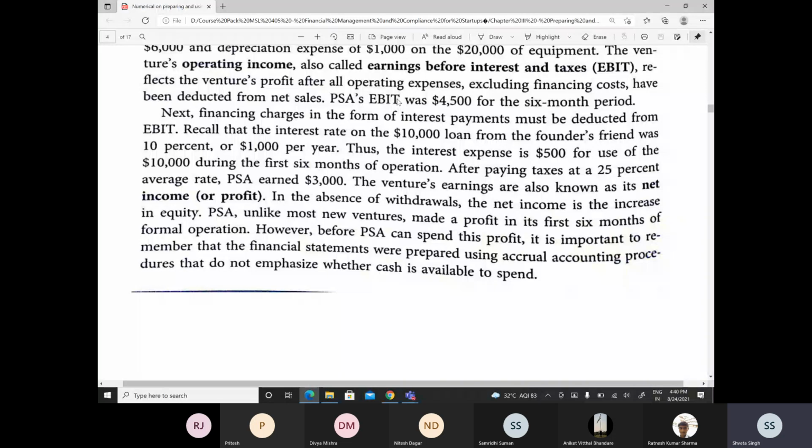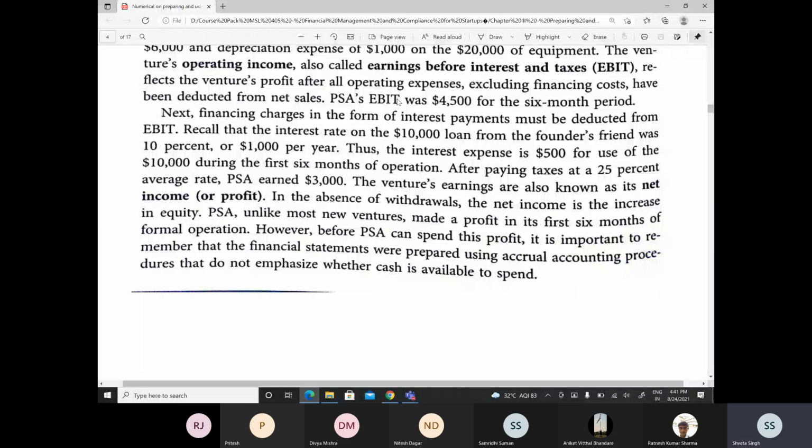After paying taxes at 25% average rate, PSA earned $3,000. The venture's earnings are also known as its net income or net profit, or EAT, earnings after taxes. In the absence of withdrawals, the net income is the increase in equity. So suppose there are no dividends paid, then this net income is added to the balance sheet.